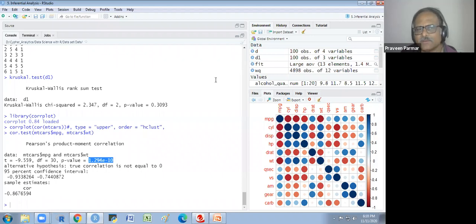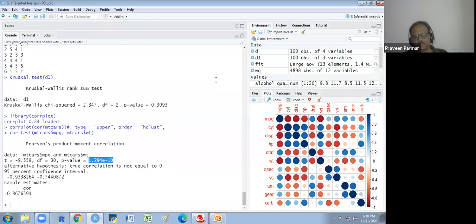Kruskal-Wallis is tested just like ANOVA. As we perform the ANOVA, the same way we perform the Kruskal-Wallis test. Okay. So instead of ANOVA, we could perform it. Got it? So in the non-parametric form. So that is all about the inferential analysis I have given you.